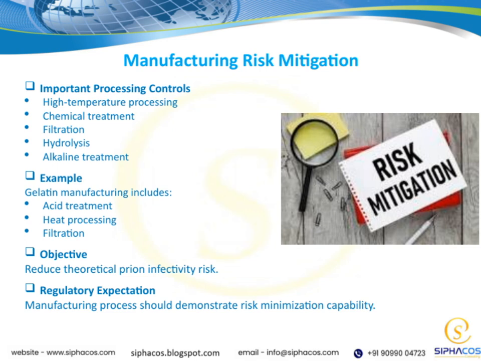These include high-temperature processing, chemical treatment, filtration, hydrolysis, and alkaline treatment. For example, gelatin manufacturing uses acid treatment, heat processing, and filtration. The main goal here is to reduce any theoretical risk of prion infectivity. Regulators expect that the manufacturing process clearly shows it can minimize those risks effectively. This is a critical part of ensuring product safety.